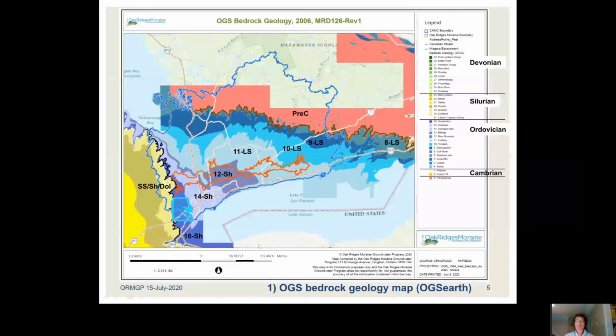So within our study area, we're looking at Precambrian rocks. We've got Ordovician carbonates moving east to west into Ordovician shales. And then we climb the escarpment as we move west into Silurian rocks, so sandstones, dolomites, shales, etc.